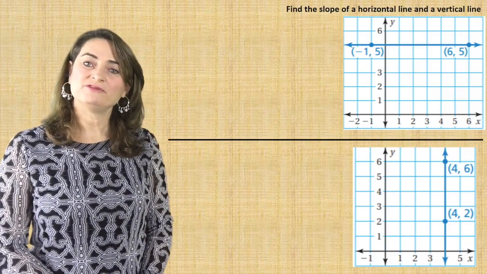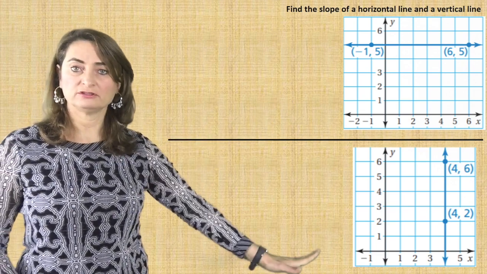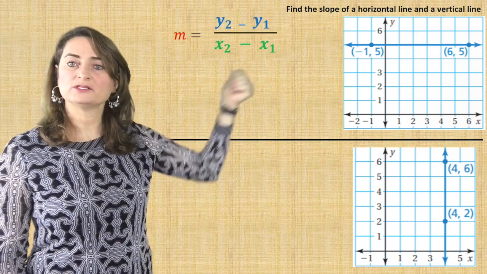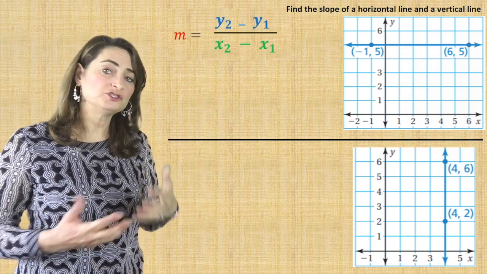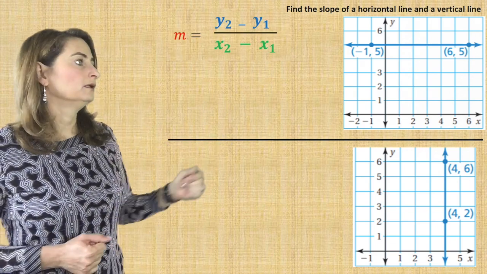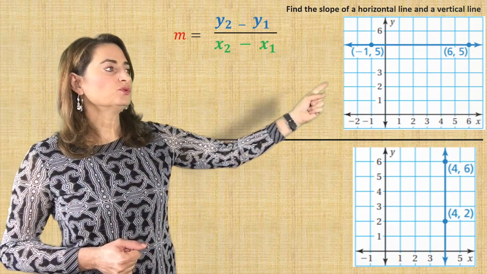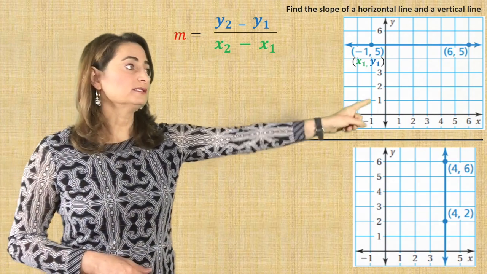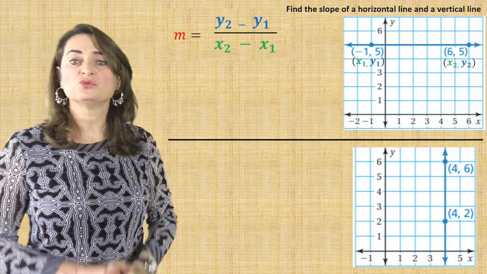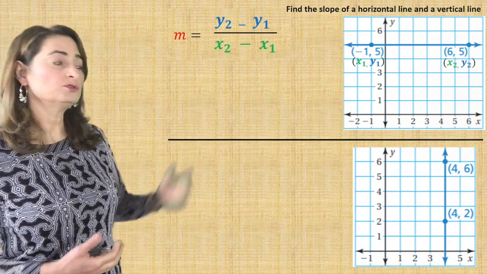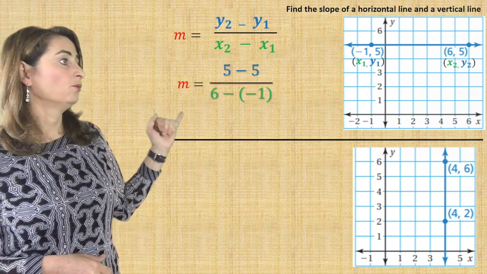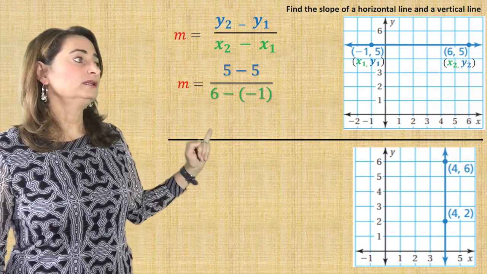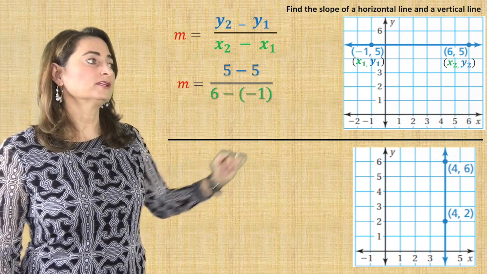Now let's find the slope of a horizontal line and a vertical line. This time I will use the equation y2 minus y1 over x2 minus x1 just to show you two different ways. Let's choose negative 1, 5 as our x1, y1, which is the first point, and 6, 5 is the second point, x2, y2. Now substitute those values in the equation, where y2 is 5 minus y1 is 5, and the x2 is 6 minus the x1 is negative 1.